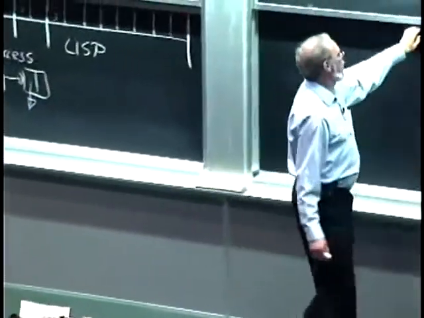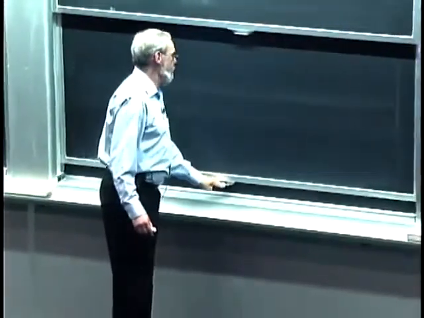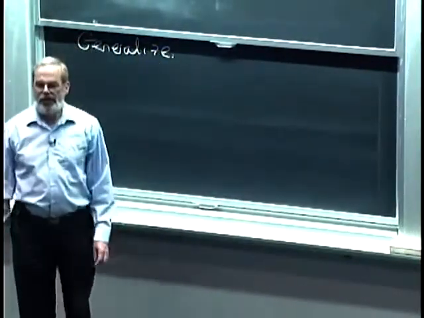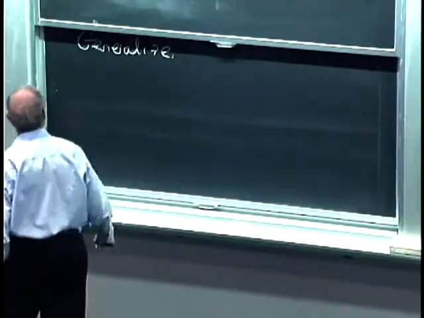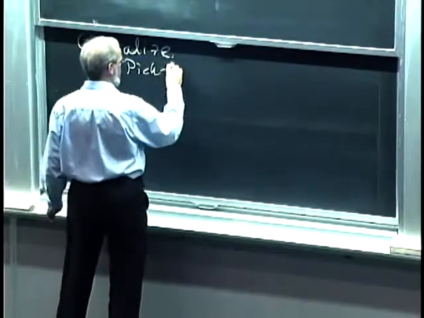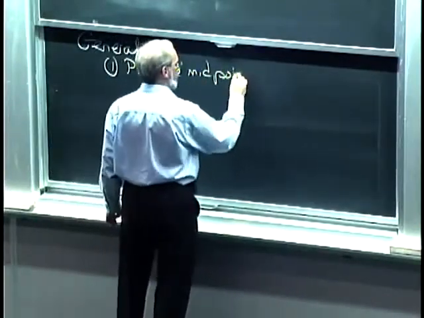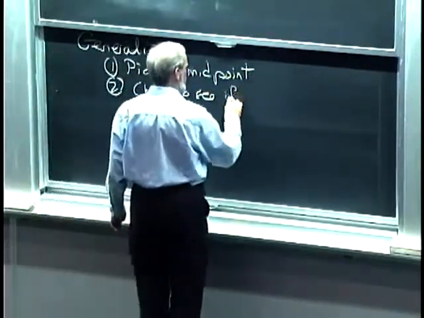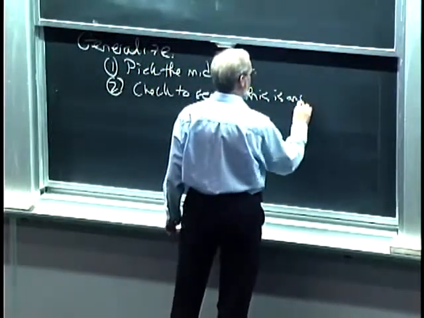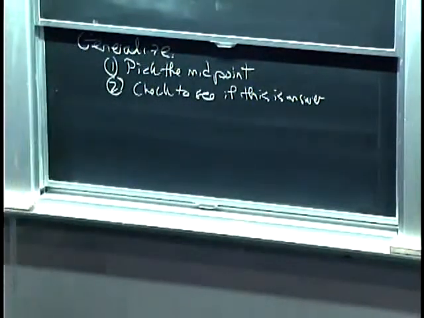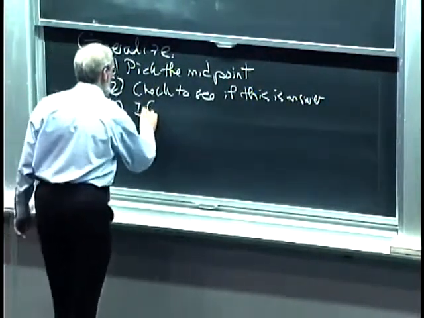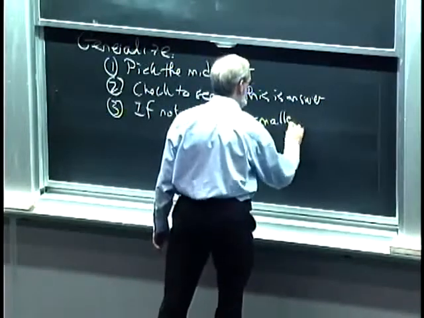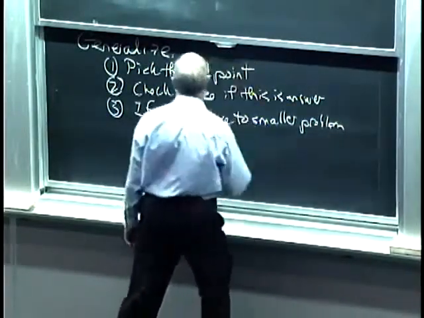Let's pull together what this algorithm actually does. If I generalize binary search, here's what I'm going to state that this thing does. 1. Pick the midpoint. 2. Check to see if this is the answer. This is the thing I'm looking for. And then 3, if not, reduce to a smaller problem. And repeat.